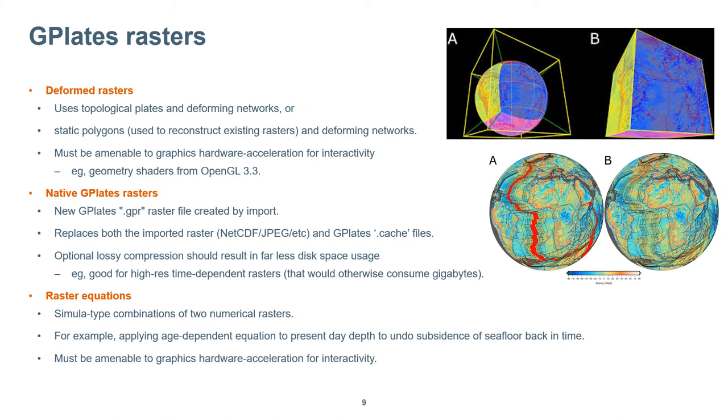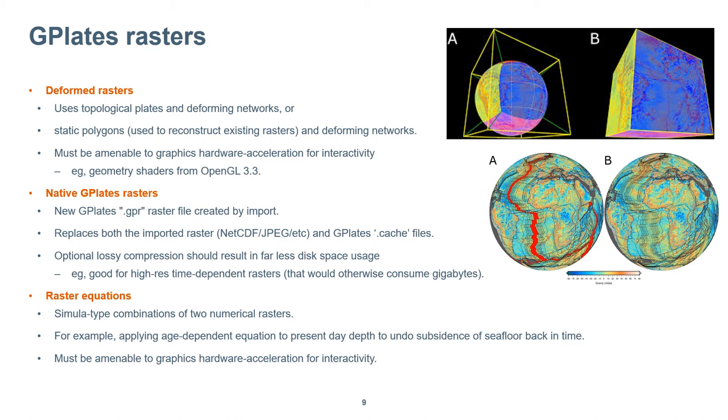Currently, we can reconstruct rasters using rigid plates. So one of the improvements we'll make is to enable rasters to be deformed through deforming networks as well. And since we use graphics hardware for this to remain interactive, we just need to make sure that deformed rasters also remain interactive.